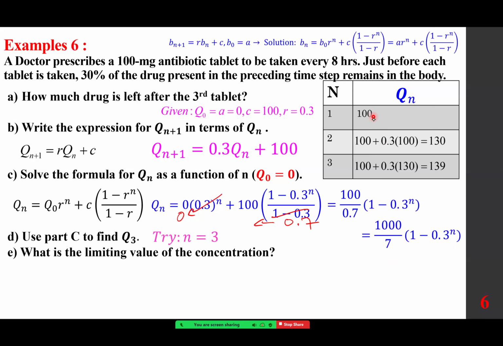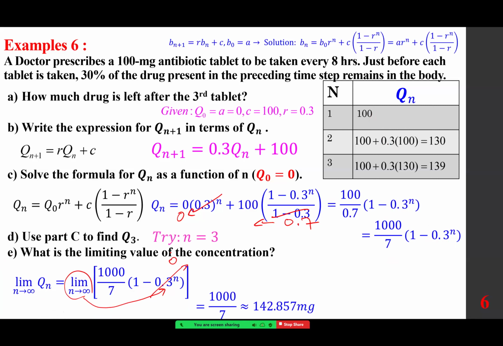Finally, we want to find the limit here. And again, everybody remembers when we apply the limit to this piece, because 0.3, the base, is between negative 1 and 1, the limit makes this go to 0. Again, the effect of limit on this is that this goes to 0. 1000 over 7 is the precise answer. And with a bunch of decimals, this is the answer.